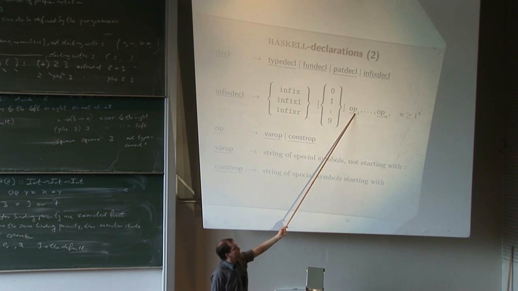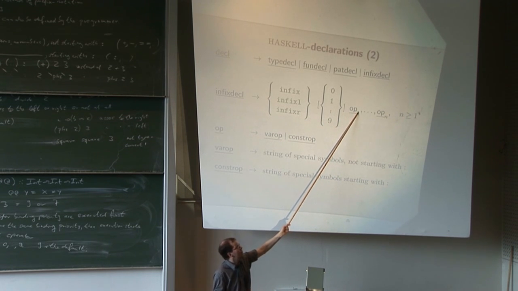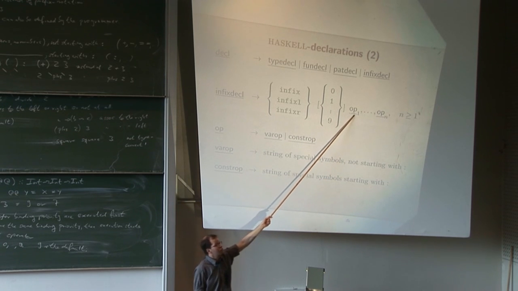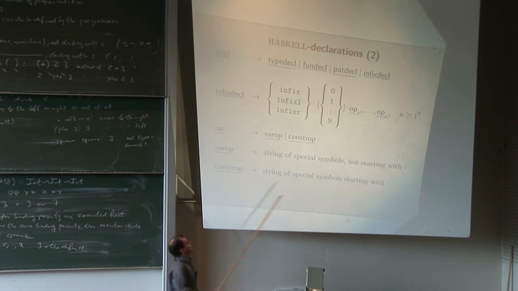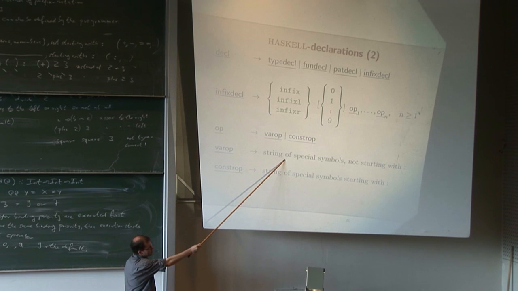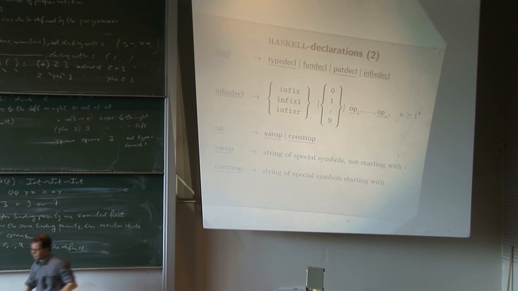And you can write many operators here in order to save space. Instead of having a different infix declaration for each operator, if they all have the same binding priority and association, you can write just one declaration. And as I said, operators, so infix symbols, if they are variables, they are strings of special symbols that don't start with colon. If they're constructors, they are strings of special symbols that do start with colon.